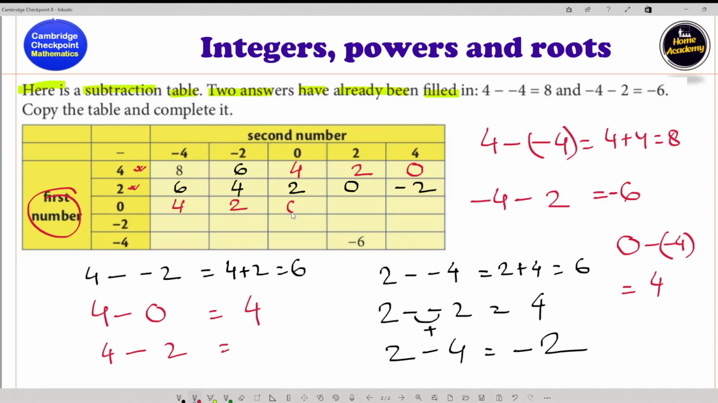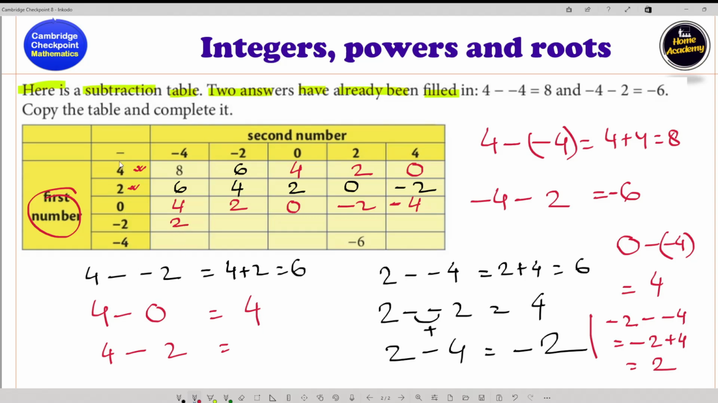0 minus 0 is 0. 0 minus 2 is minus 2. 0 minus 4 is minus 4. Okay, so be careful about this one. Here is minus 2, then minus, we can write here minus 2, then minus 4. So minus 2 minus and minus plus 4, so the answer will be plus 2. So here is plus 2.